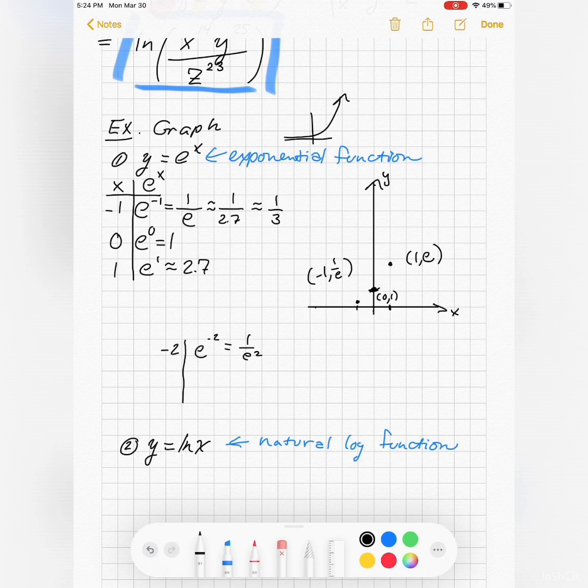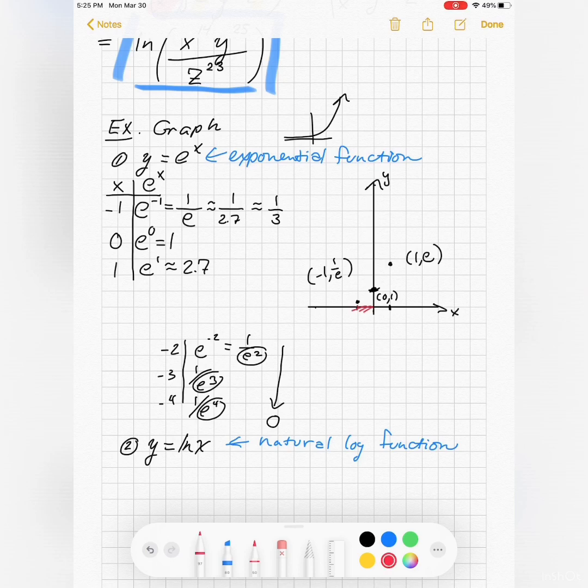have e to the negative 2. That's 1 over e squared. Negative 3, that's 1 over e cubed. Negative 4, 1 over e to the 4th. So what I'm getting is bigger and bigger numbers in the denominator, so my fractions are going to get close to 0, although they're never going to actually become negative.